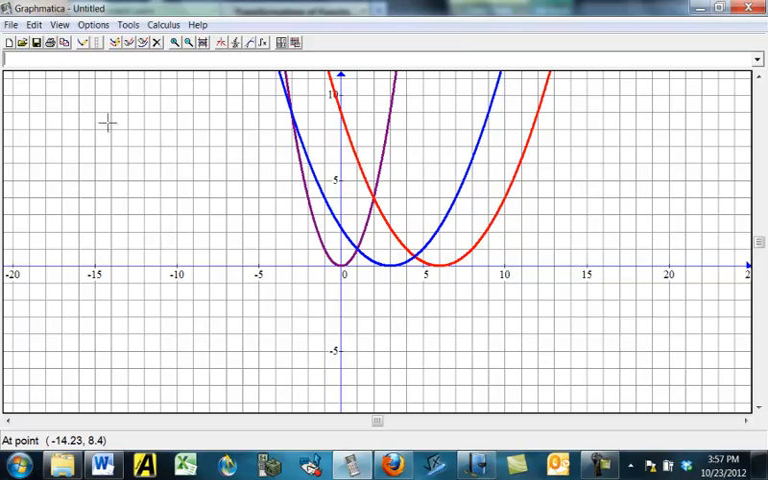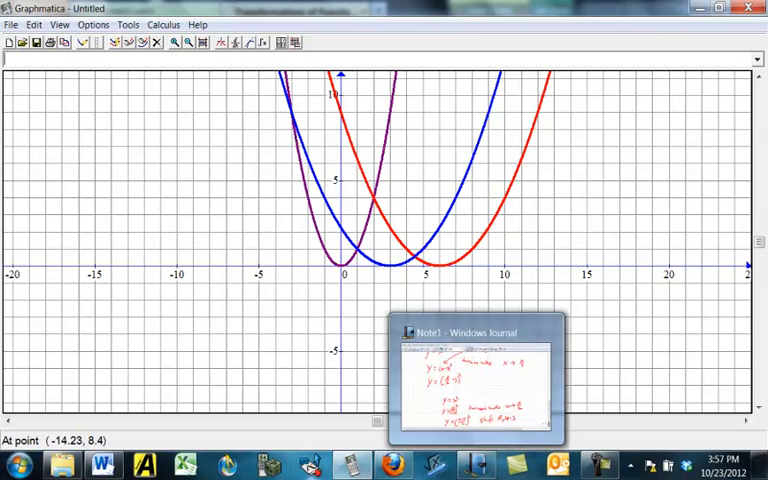The order of shifting and stretching for X makes a difference. The order of shifting and stretching for Y makes a difference. Between X and Y, it doesn't make much difference whether you do a shift left or right or a shift up or down first. That doesn't really make any difference. But it does make a difference within X and within Y. So you kind of have to be careful which order you do these because it does make a difference.